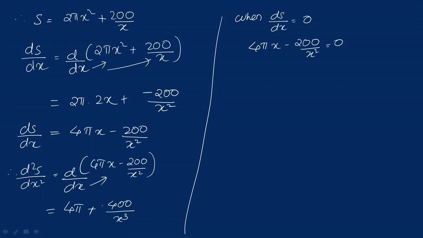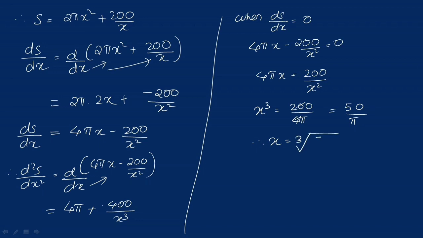When ds by dx is equal to 0, we can write 4 pi x minus 200 by x square is equal to 0. From this, 4 pi x is equal to 200 by x square, or taking x square to the left side, x cube is equal to 200 by 4 pi. Cancelling 200 and 4 we have 50 by pi. So x can be written as cube root of 50 by pi, or 50 by pi whole raised to 1 by 3.